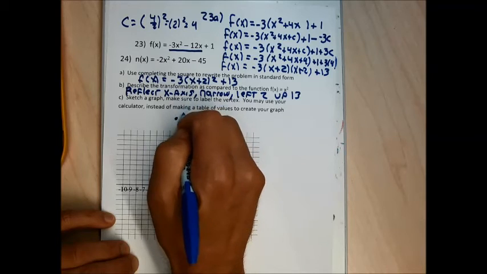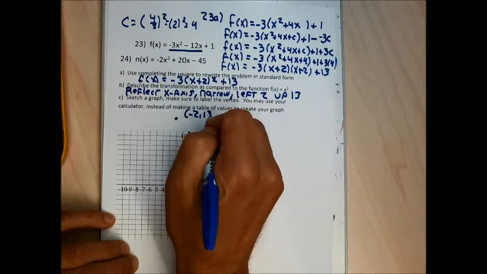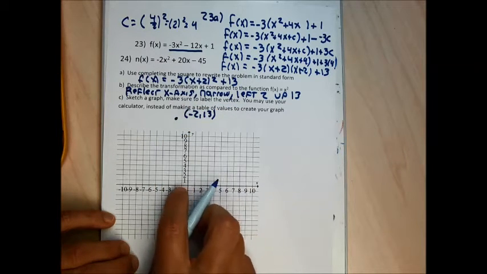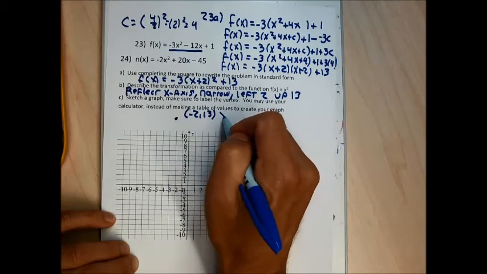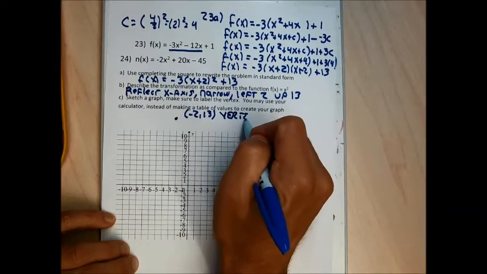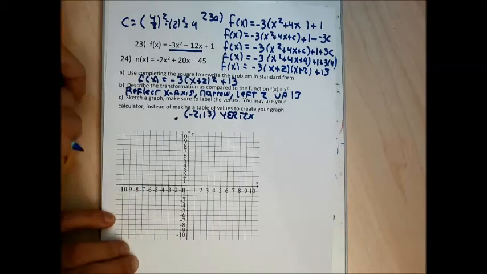It's going to be up here somewhere, so it's going to be at negative 2, 13. Because if I start at the point 0, 0, go left 2, I get x equal to negative 2. Up 13, I get y equal to 13. So that's going to be my vertex. Now I'm going to make a table of values and sketch a graph.